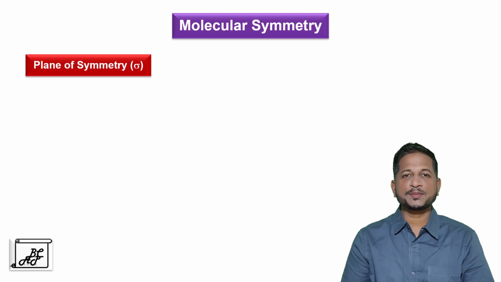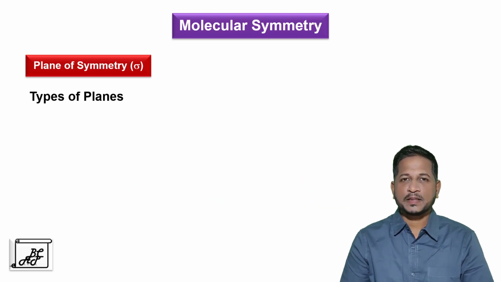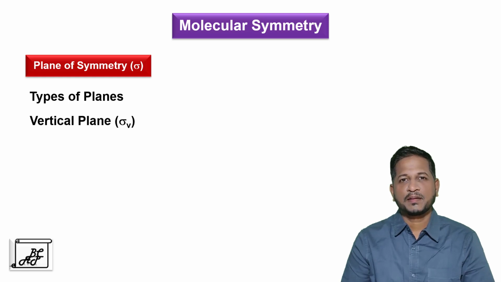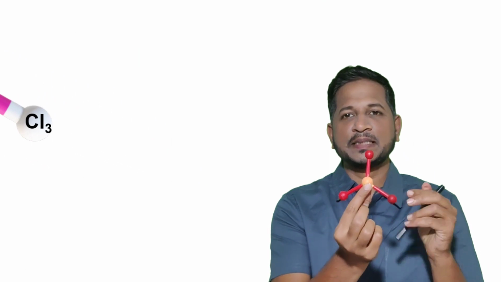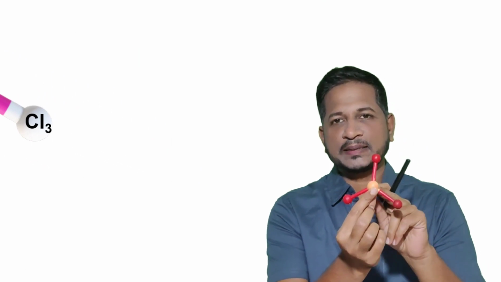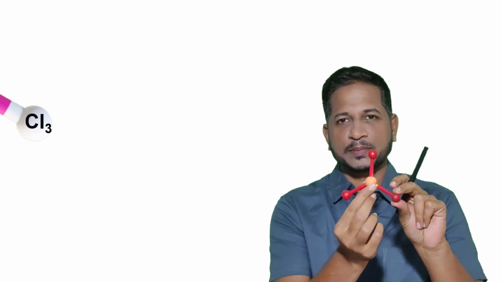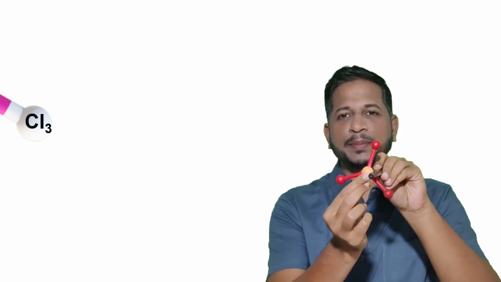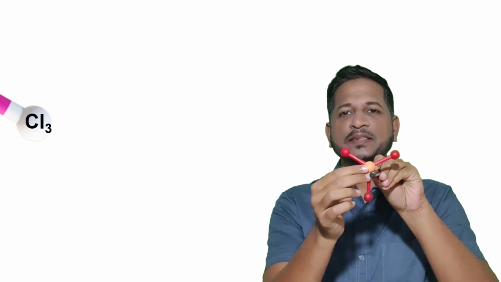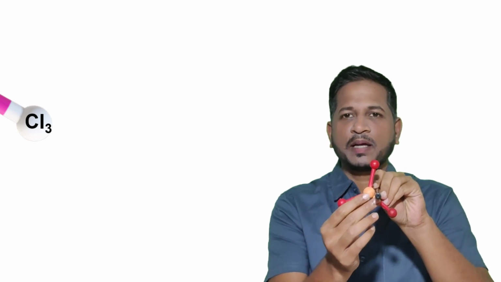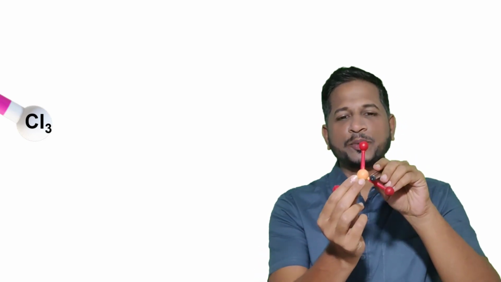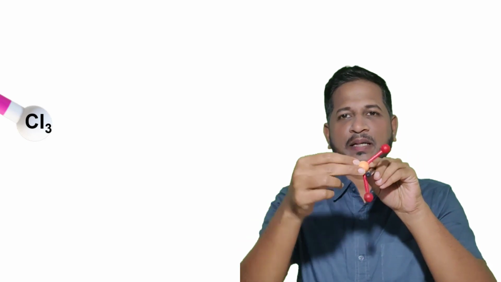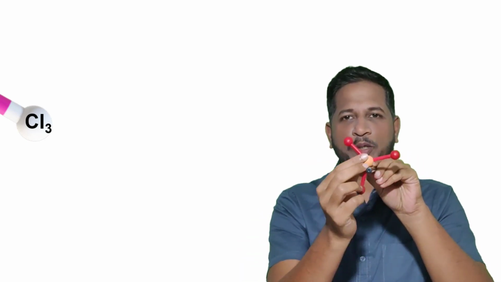Let's see various types of planes of symmetry. The first type is vertical planes. For this we can consider the example of the BCl3 molecule. So if this is the BCl3 molecule with boron at the center and these three as chlorine atoms, we know that this is the principal axis, as we have understood the axis of symmetry in the last video. If you have not watched that video, please click on the above link to understand axis of symmetry. So in the BCl3 molecule, this is the principal axis of symmetry around which we can rotate the molecule.